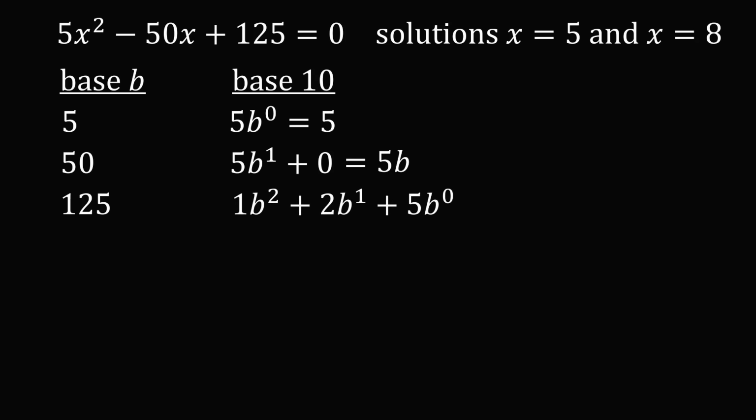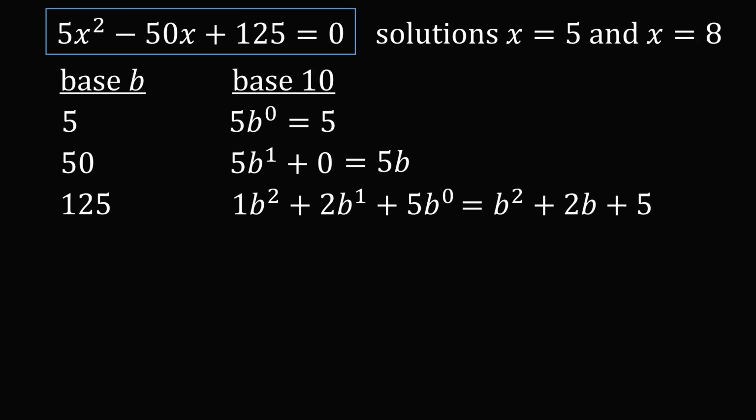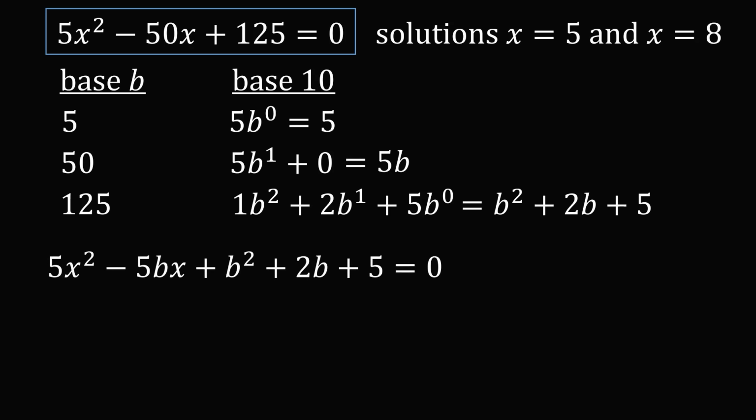125 will be equal to 1b squared plus 2b to the power of 1 plus 5b to the power of 0, and this simplifies to b squared plus 2b plus 5. So let's substitute these coefficients into the algebraic equation. So we will replace these and put it into base 10. So we have 5x squared minus 5bx plus b squared plus 2b plus 5 is equal to 0.